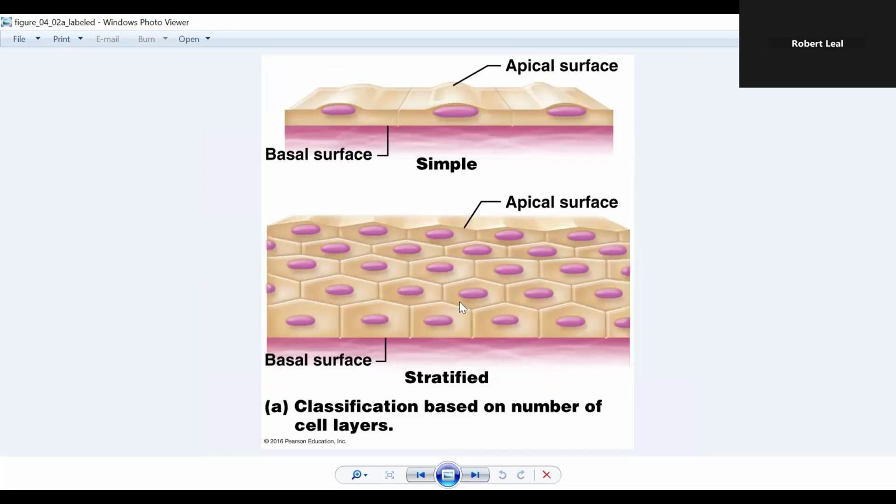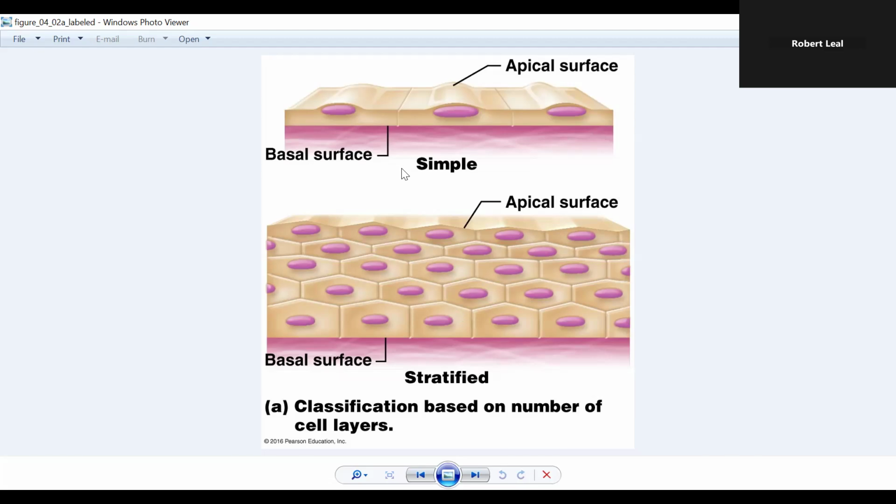So if you start thinking stratified, you'd want that in areas for protection. So like the top layer of your skin, any orifice or exiting of the body, like the oral cavity, would be stratified. Simple, one layer, you don't necessarily need protection, so you find that deeper in the body. And if it's only one layer, the advantage there is going to allow things to quickly move from one area to another, which is simple diffusion.